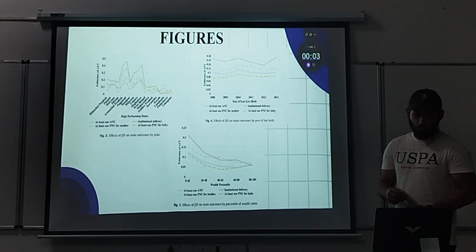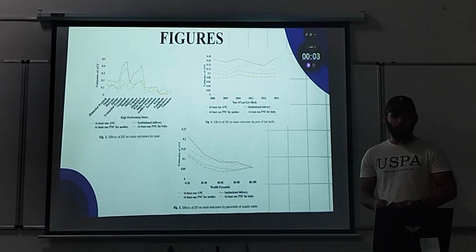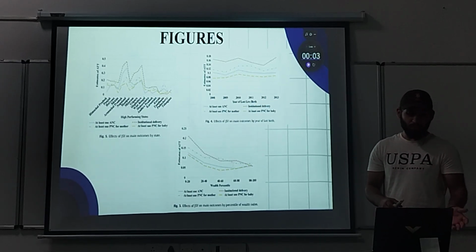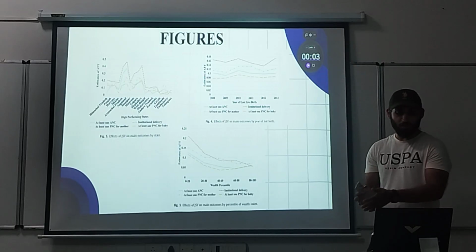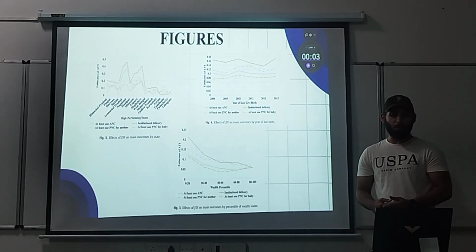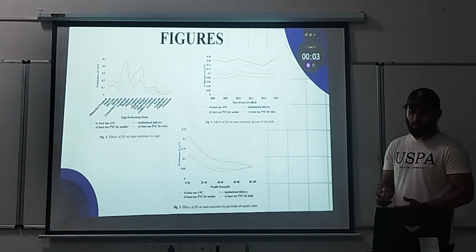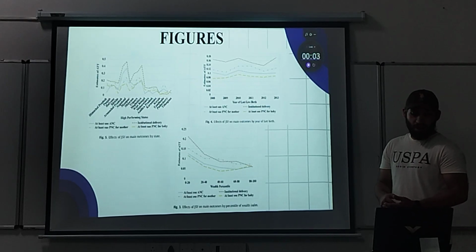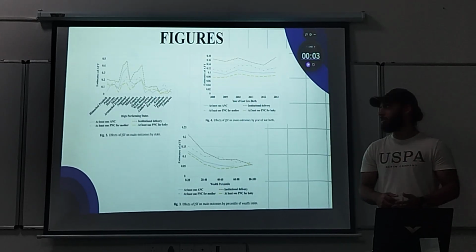The last figure presents the effects of JSY on main outcomes by percentile of wealth index. As expected, the effects of JSY are strongest among the poorest wealth percentiles, with diminishing effects as wealth increases. The sharpest declines are observed between the 0 to 20 and 20 to 40 percentiles, as discussed previously, highlighting that the poorest benefit the most from the program.